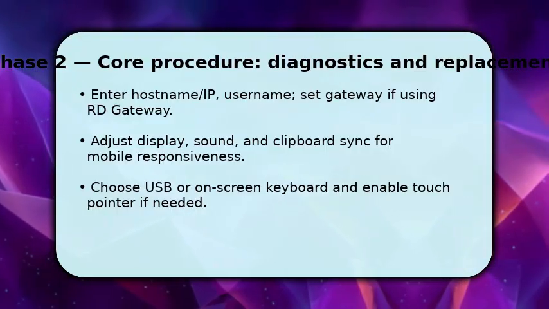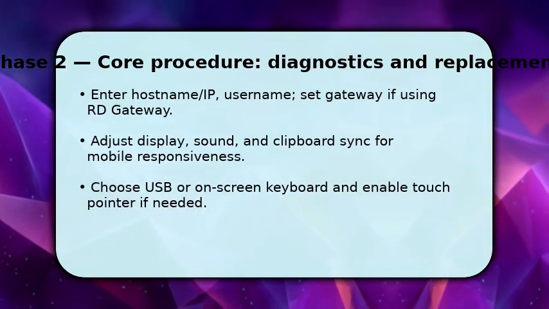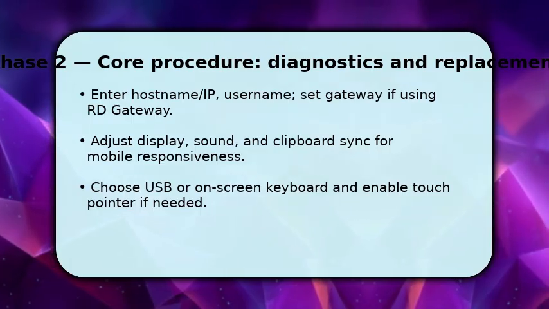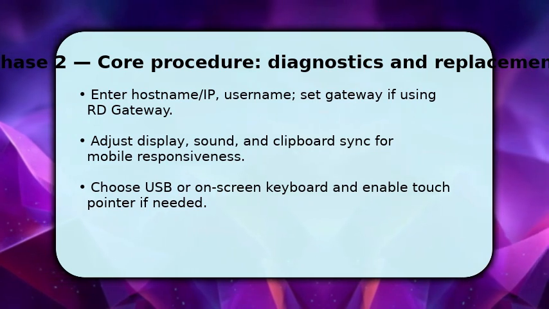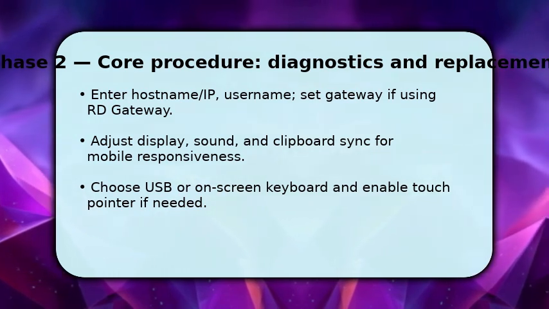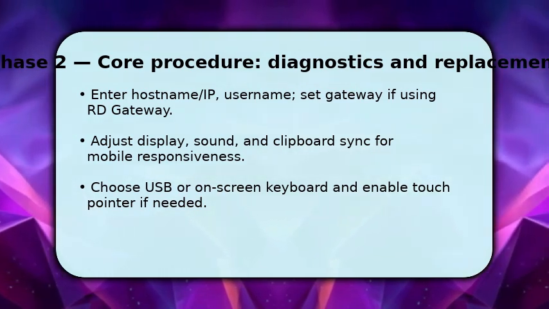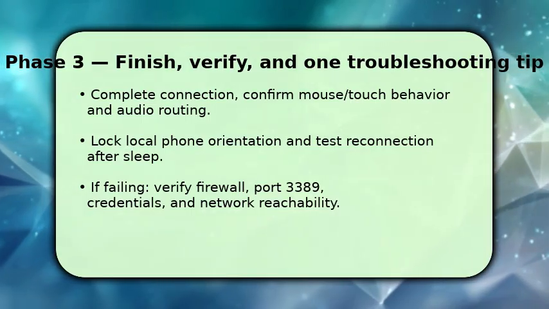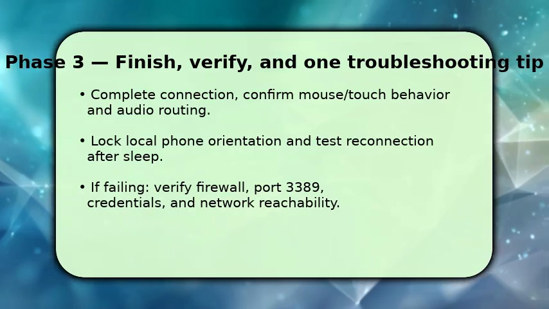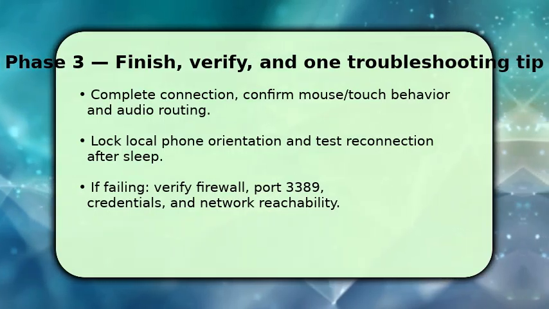Once configured, hit Connect, accept the certificate prompt if it matches, and practice basic touch gestures to control the remote desktop efficiently. You finish by establishing the session and verifying control. Check audio routing, clipboard, and whether touch maps correctly to mouse clicks. Make sure your phone won't sleep mid-session and that orientation is locked for stable input.